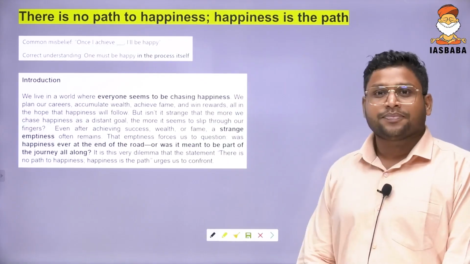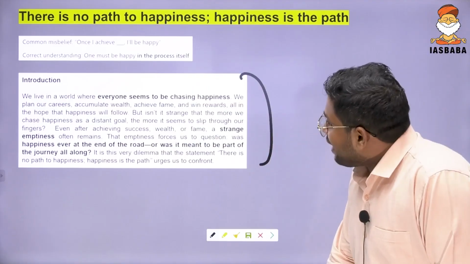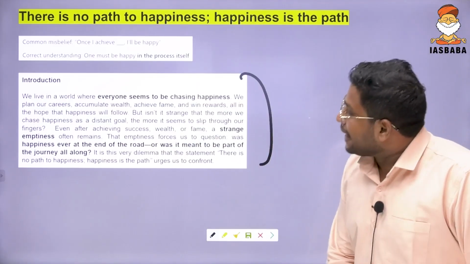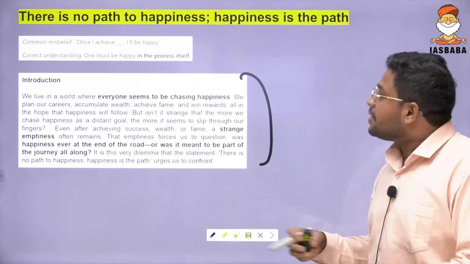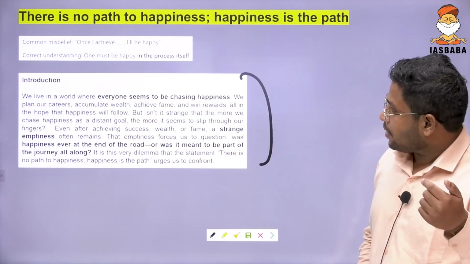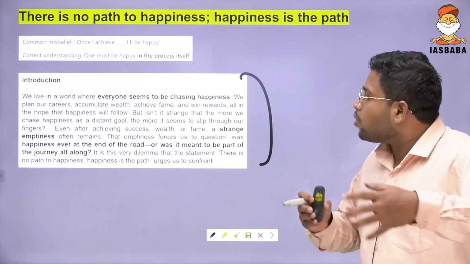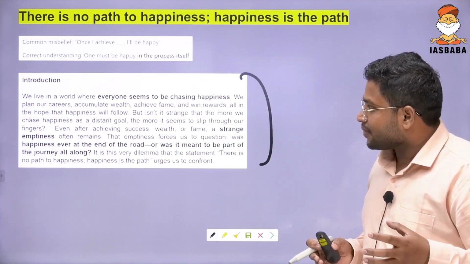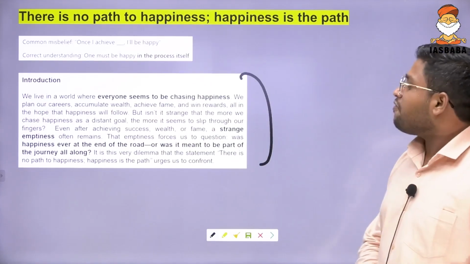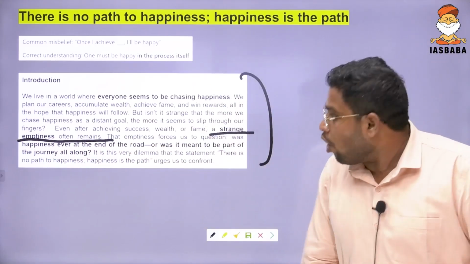I'll motivate the evaluator. Now, in the introduction, we are saying we live in a world where everyone seems to be chasing happiness. We plan our careers, we accumulate wealth, we achieve fame, we win rewards, all in the hope that happiness will follow. But isn't it strange that the more we chase happiness as a distant goal, the more it seems to slip through our fingers? Even after achieving success, wealth, fame, a strange emptiness often remains. Very good line. A strange emptiness often remains.